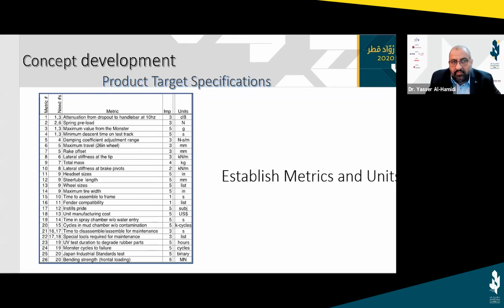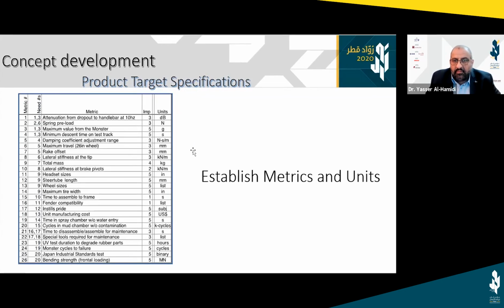Then you establish metrics, as you can see here. These metrics are the target specifications. And each specification is simply 2 parts: the metric itself, the performance metric which I am trying to use to reflect that customer need, and then the value of that metric. At this point, we're not going to look at these values because we need to do benchmarking first, which I will be discussing shortly. So this is just an example. We list all of these metrics.